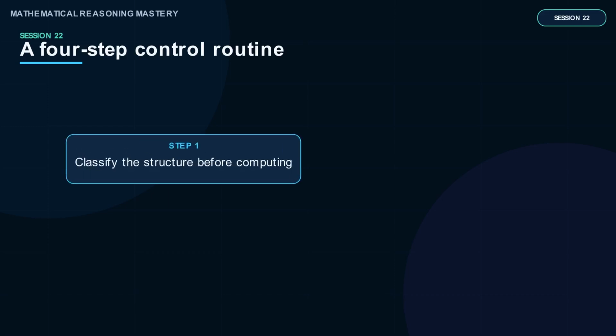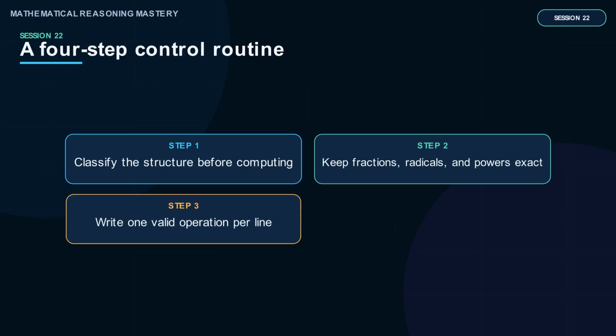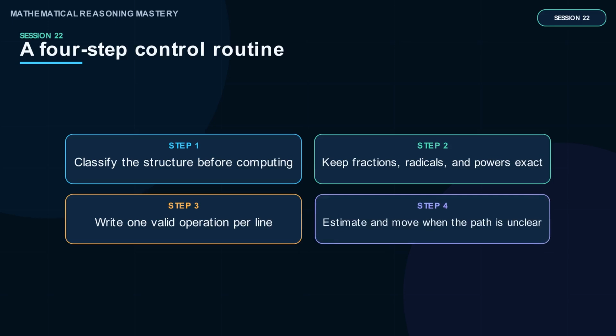Step 1. Classify the structure before computing. State the target and preserve its units or conditions. Step 2. Keep fractions, radicals, and powers exact. Use a separate line so signs, factors, and labels remain visible. Step 3. Write one valid operation per line. Keep the reasoning efficient, but never skip an operation that could hide an error. Step 4. Estimate and move when the path is unclear. Verification is part of the solution because it tests the answer from another direction.